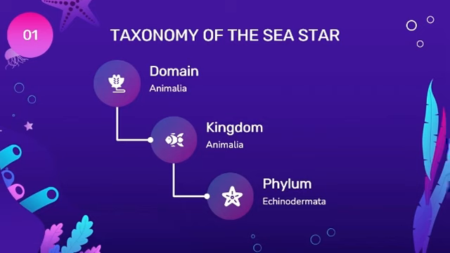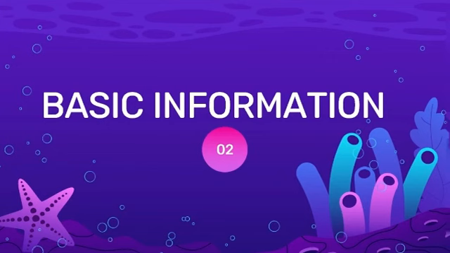Getting closer to the sea star, we move into the next level, which is the phylum. The sea stars are part of the Echinodermata. Echinodermata are only marine species. These species have bilateral symmetry, and an interesting component is their ability to regenerate.